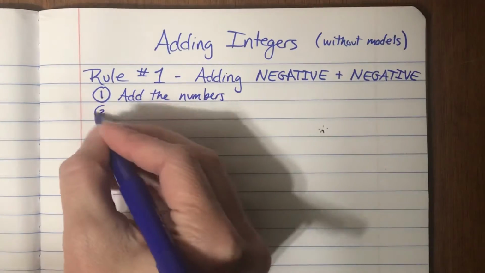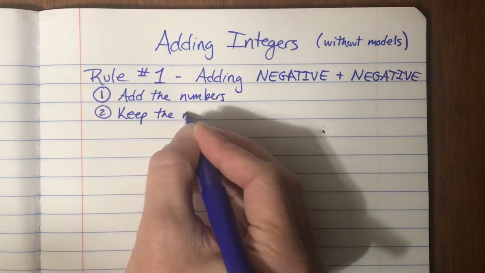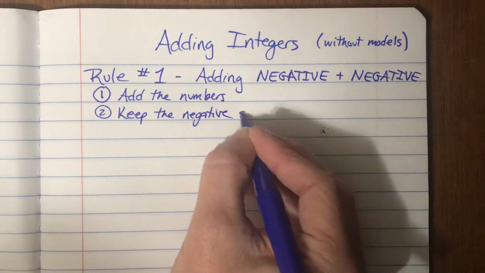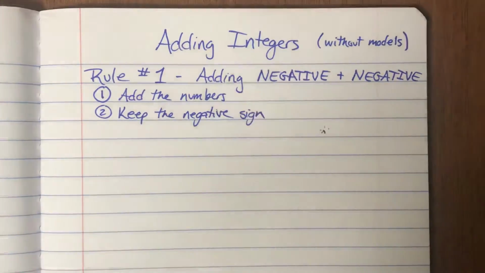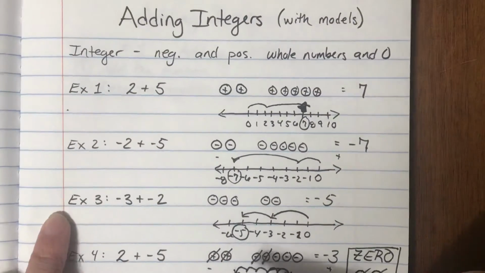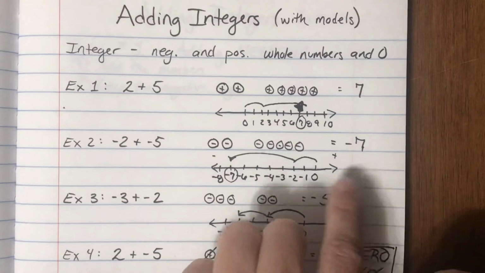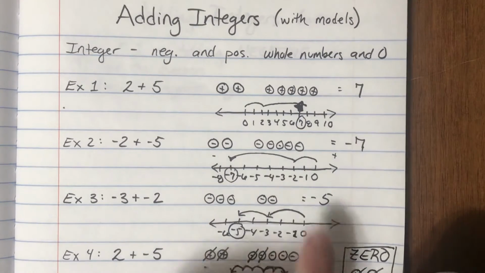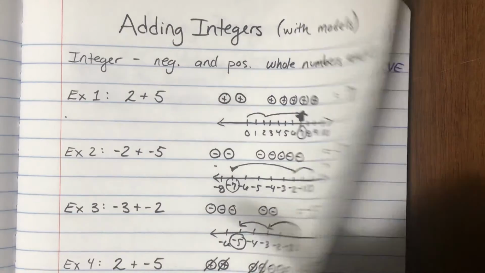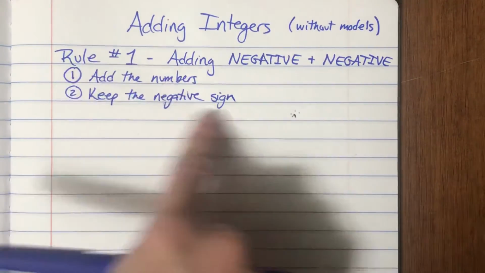And then number 2, we are going to keep the negative sign. Right, and that's exactly what happened over here on this last page, examples 1 through 3, right? We just added the numbers together, kept the negative sign. Added 3 plus 2, got 5, kept the negative sign. Now, that's going to be different when we go down here to positive and negative, but in general, if you're adding 2 negative numbers, we're just going to add the numbers, keep the negative sign.